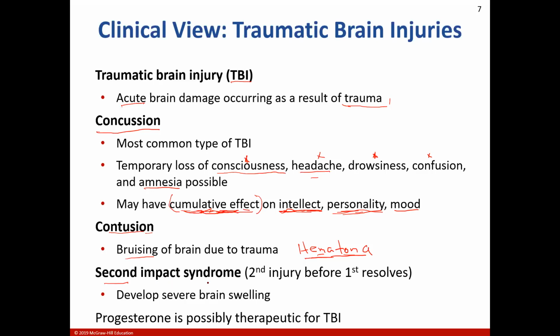Second impact syndrome, of course, is when before the first one resolves, you're going to have some more physical problems. Now, your brain could swell, and like a hematoma, you could see it possibly on an X-ray and definitely on a CAT scan.